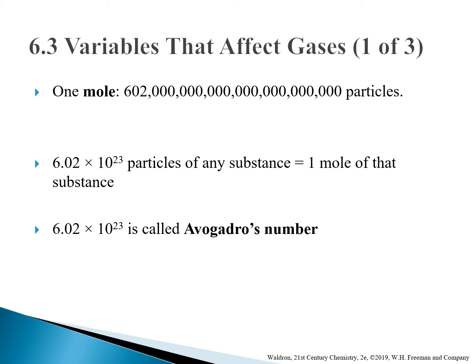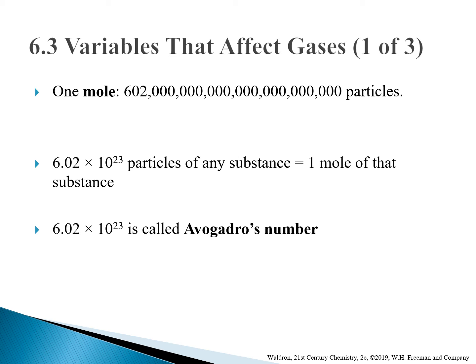Before we talk about different variables that affect gases, we have to define moles. 1 mole is 6.02 times 10 to the 23 objects. If we have 1 mole of anything, then we have 6.02 times 10 to the 23 of those things. Rather than saying this box contains 6.02 times 10 to the 23 particles of gas, we can simply say this box contains 1 mole of gas.